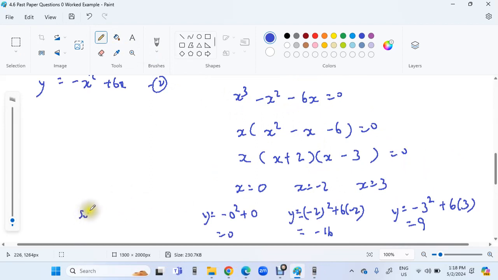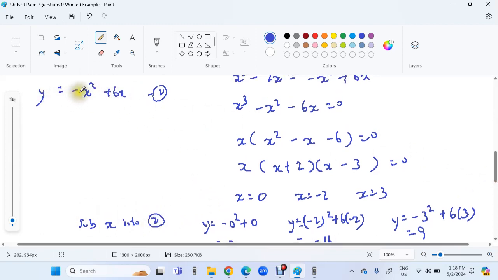Actually, over here we are substituting the value of x into equation number 2, negative x squared plus 6x. So negative 0 squared plus 6 times 0, negative of negative 2 squared plus 6 times negative 2, and negative 3 squared plus 6 times 3.